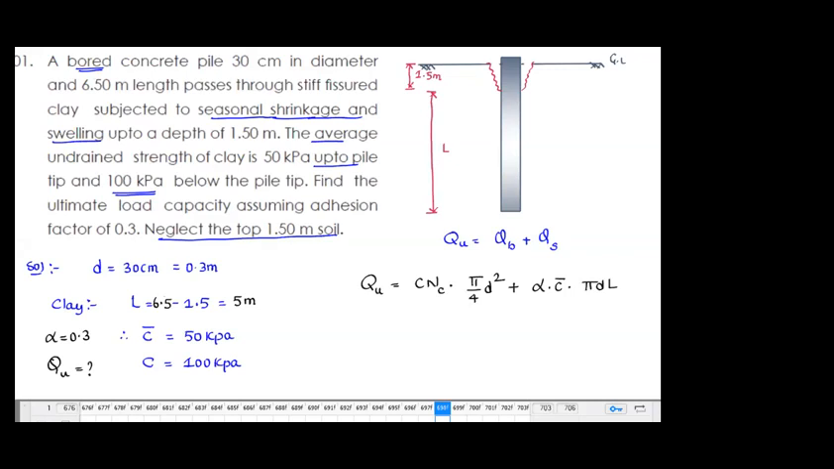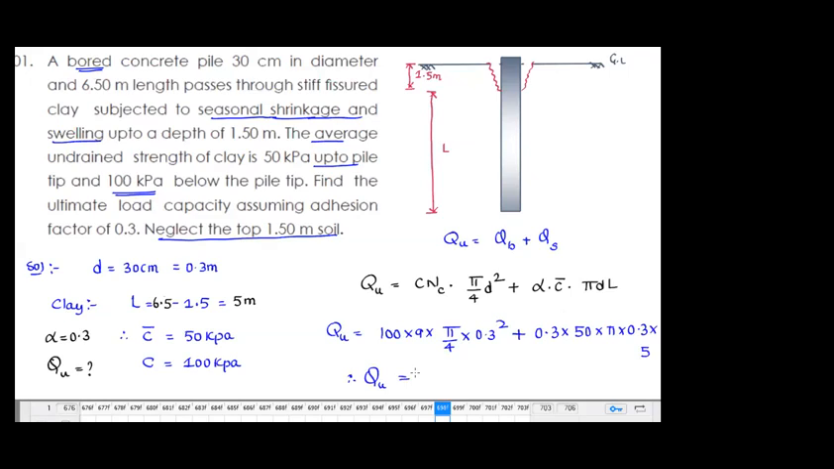You know that I asked you to remember the 4 things separately. You remember Fb separately, Fs separately, Ab separately, As separately. Simply substitute. And what is the Nc value? Whether they mention it or not, you know the Nc value. The ultimate load is nothing but C, 100, into 9, into pi by 4 d square, which is 0.3 square, plus alpha 0.3 into C bar 50 into pi into d value 0.3 into L, which is nothing but 5 meters. Come on, tell me the ultimate load.